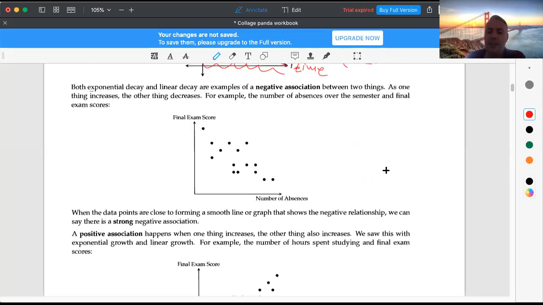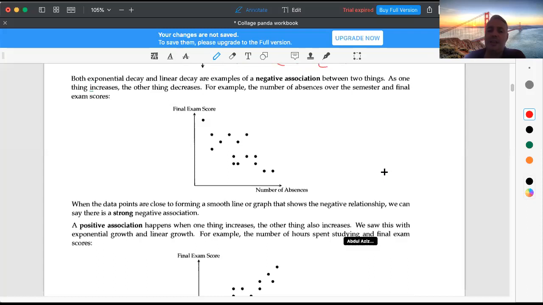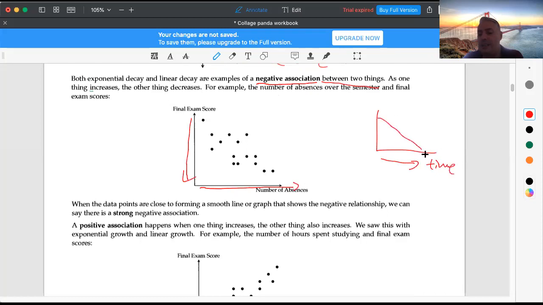Okay, now another important topic in SAT, positive or negative association, or strong relation. What is that? Let's have a look. Both exponential decay and linear decay are examples of negative association between two things. What does it mean? When the number of absences is increasing, the final mark is decreasing, or when the time is increasing, money is decreasing. So there is a negative correlation, a negative relation between these two things.